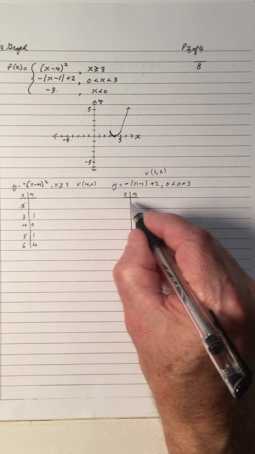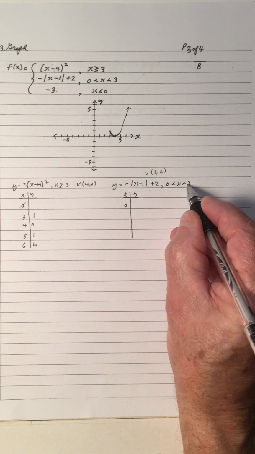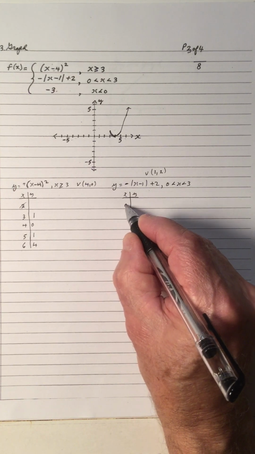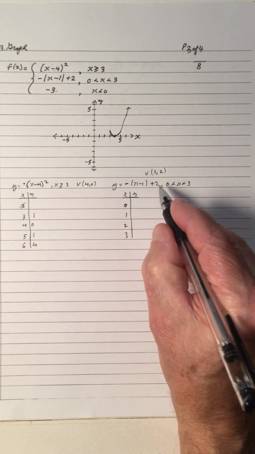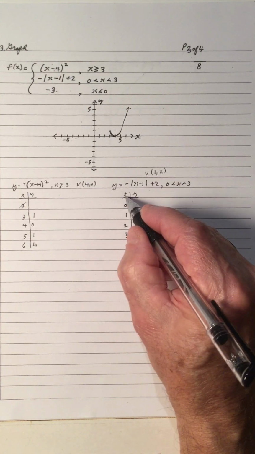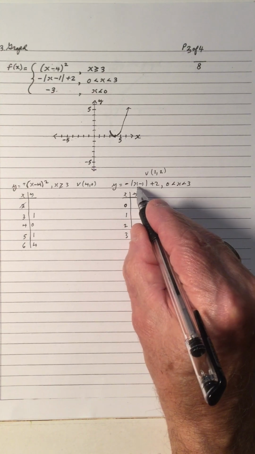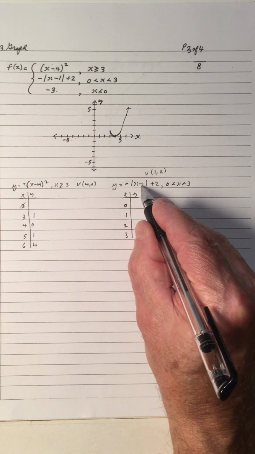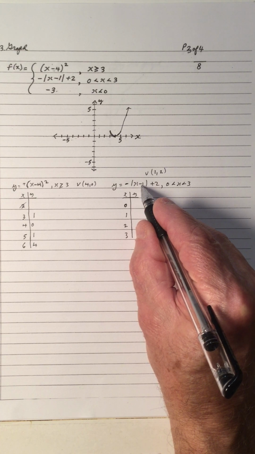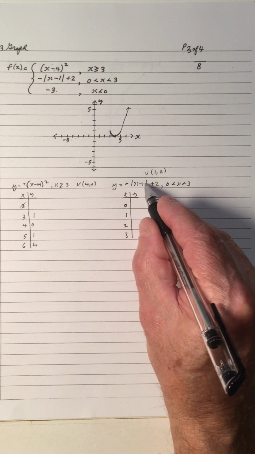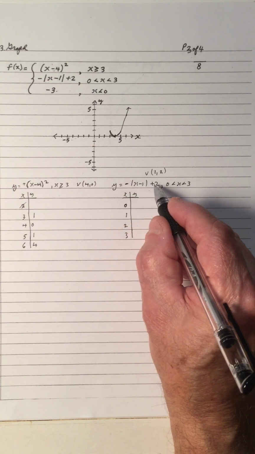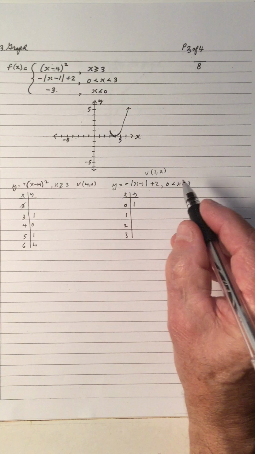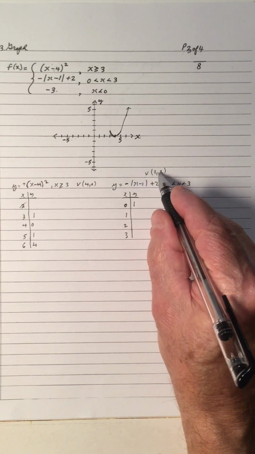So we're starting at 0, and we go to 3. 0, 1, 2, 3. So the vertex is in this interval. So let's put a 0 in here. 0 minus 1 is negative 1. The absolute value of negative 1 is 1. The negative of 1 is negative 1 plus 2. That gives us 1. And we put a 1 in, we get the vertex.